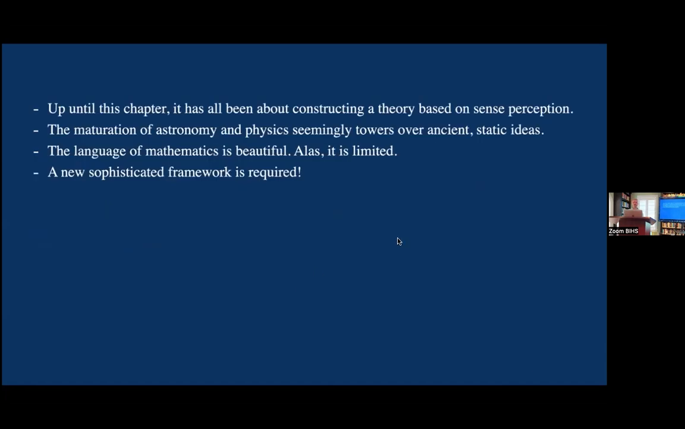Up until chapter 6, this has all been about constructing a theory that's solely based on sense perception. So that's what we do in modern astronomy and cosmology. And as Sariputa says, the maturation of astronomy and physics nowadays seemingly towers over ancient, what he says, static ideas. And I think what he means by that is not that there were no dynamics in the picture of Vedic astronomy back then, rather that there is a picture, say 5,000 years ago or so, that doesn't change over time. And we all know that Sariputa loved mathematics, and I would agree that the language of math is extremely beautiful, but it's ultimately limited in its scope if we want to find a totally comprehensive and, as he puts it, a new sophisticated framework.